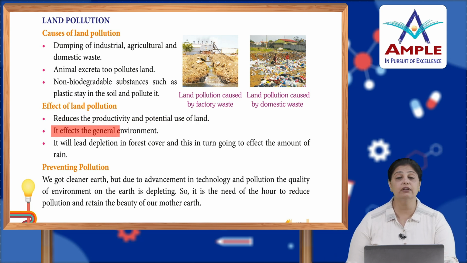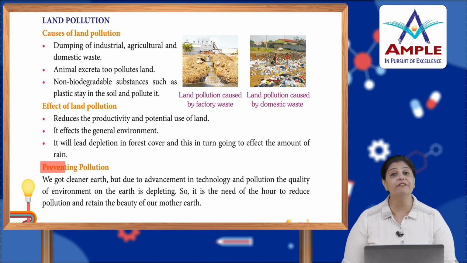It affects the general environment. Okay? Overall, the entire environment gets affected because of this land pollution. It will lead to depletion in forest cover, and this in turn is going to affect the amount of rain, because more and more trees will be cut down, forests will be gone, and then the amount of rain will also decrease.